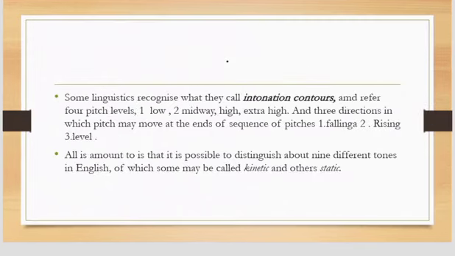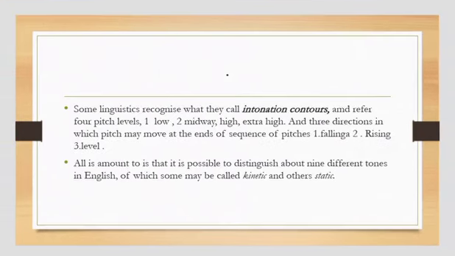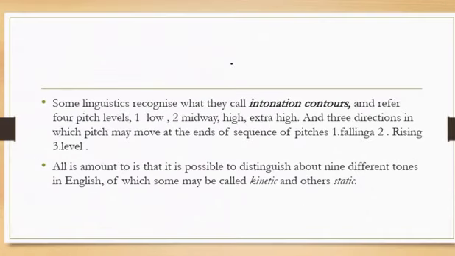Some linguists recognize what they call intonation contours and refer to four pitch levels: low, midway, high, and extra high, and to three directions in which pitch may move at the end of sequences of pitches: falling, rising, and level. What all this amounts to is that it is possible to distinguish about nine different tones in English, of which some may be called kinetic, others static.